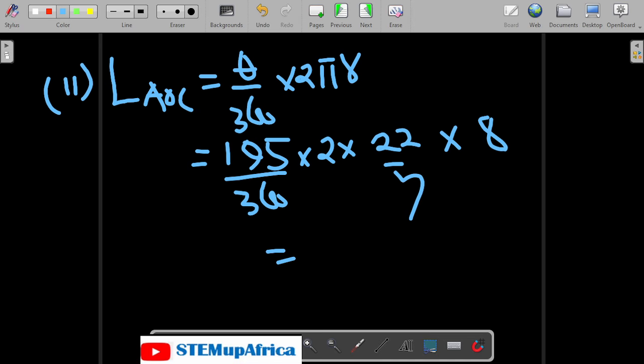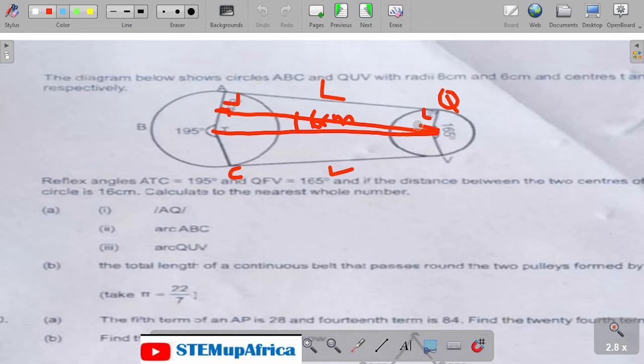So multiply and divide, what would that give to me? 195 times 2 times 22 times 8 divided by 2520. That will give us 27.34 cm. So let's check. Next is to find the arc QUV.